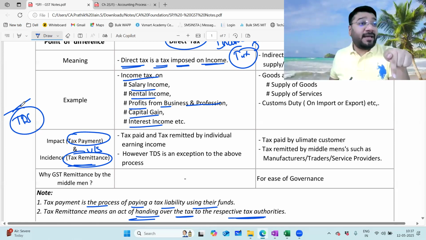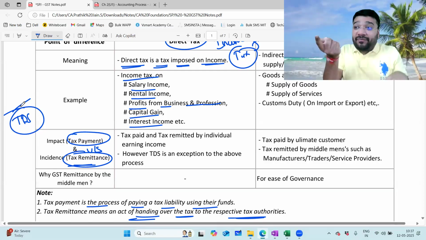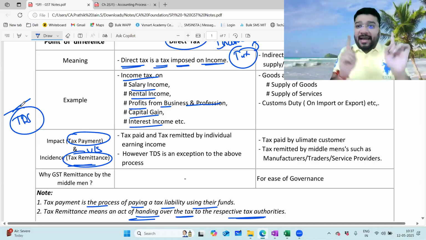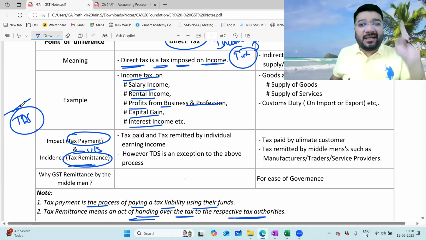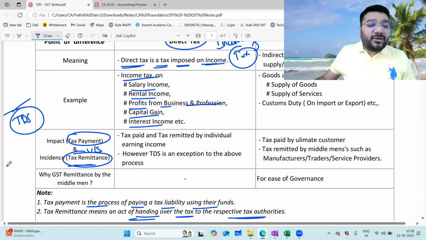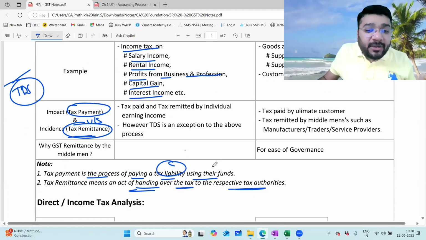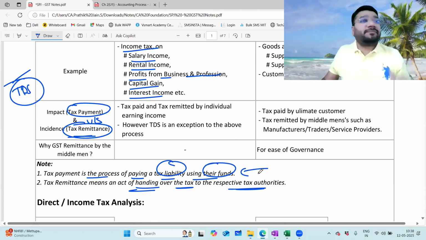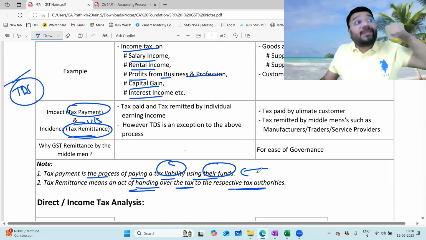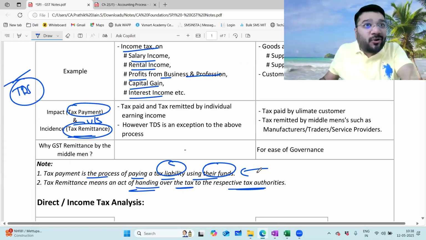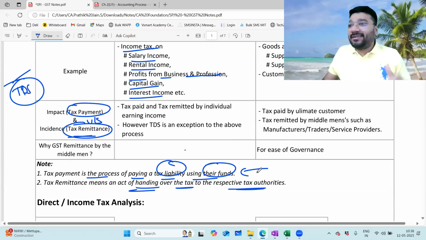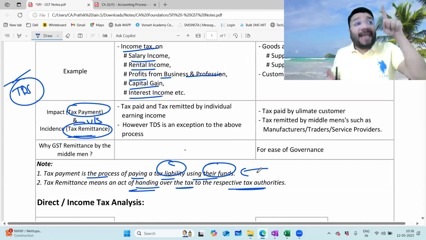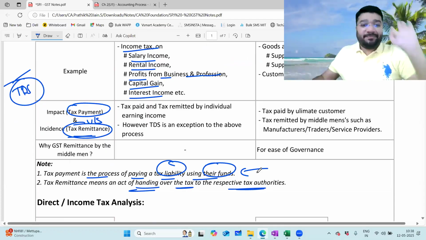TDS is also part of income tax. But in that case, the person who's paying the tax is different and the person who's remitting the tax is different. Are you able to follow? Here, I'll not discuss that point. When I come to interest on debenture, that time I'll discuss this point. So tax payment is a process of paying the tax liability using their funds. So from whose pocket the money goes out? He's a taxpayer. And the person who's going to hand over that money is called the remitter of the tax. Am I clear? In case of income tax, except TDS, the taxpayer and the tax remitter both are the same.